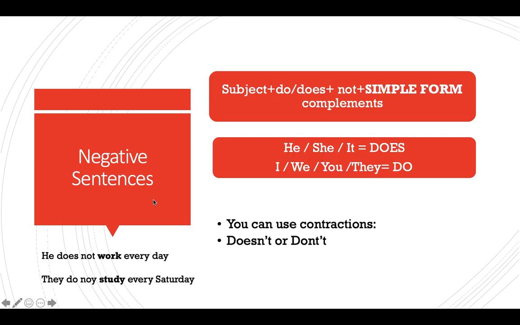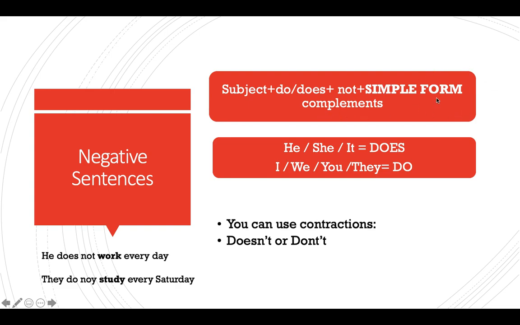Also, if you want to make a negative sentence, you need the auxiliaries. Those are the auxiliaries. He, she, and it, you need does. For I, we, you, they, you need do. Okay, what is the structure of the sentence? First, we have a subject. Then you need the auxiliaries do or does. Then you need the negative word, not here. And then here you need the simple form and complements.